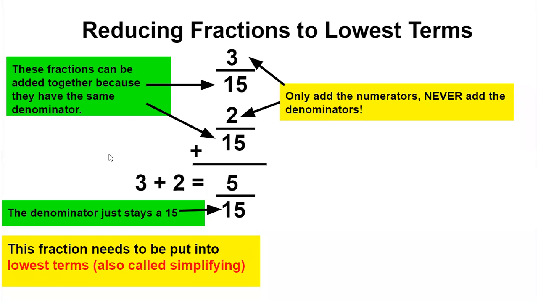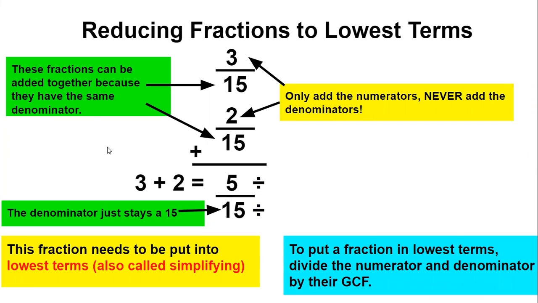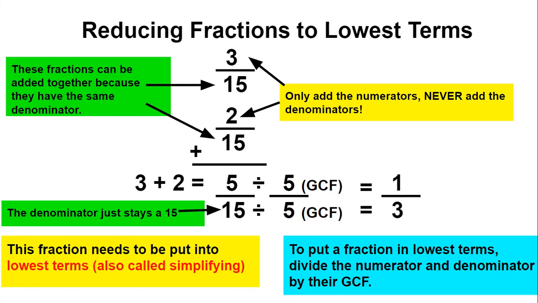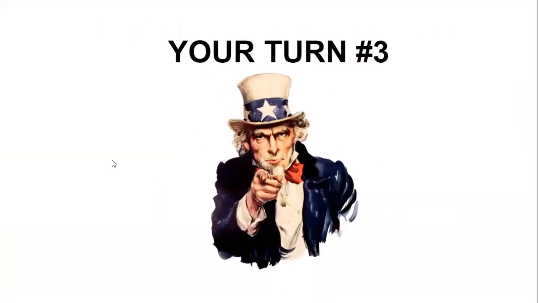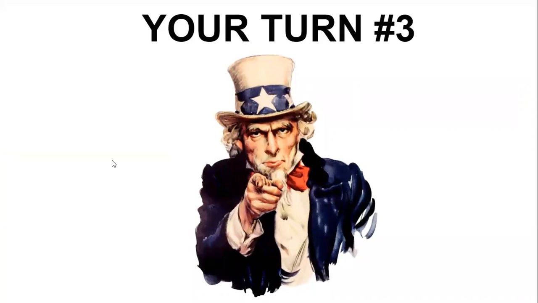So let's go ahead and do that. Divide top and bottom by 5, the greatest common factor. And we get 5 divided by 5 equals 1, and 15 divided by 5 equals 3. So 5/15 in lowest terms is 1/3. That is the same ratio, the same fraction written differently. And notice how these numbers cannot be reduced any further. All right, now you get to try some of these, reducing some fractions. See you in a moment.